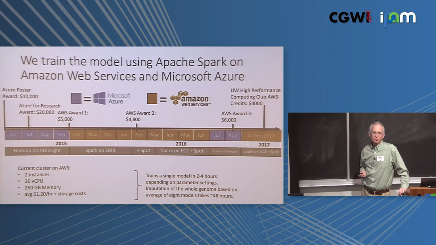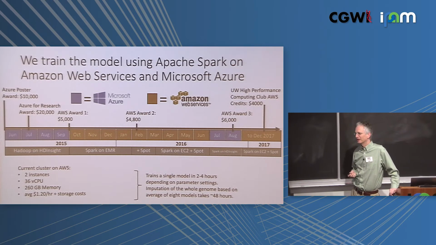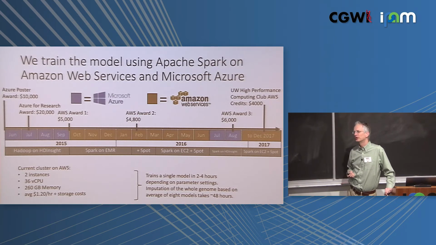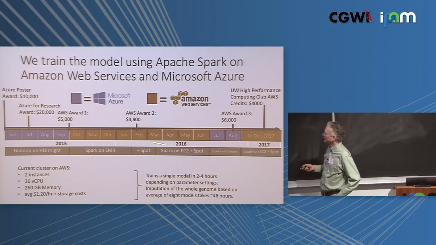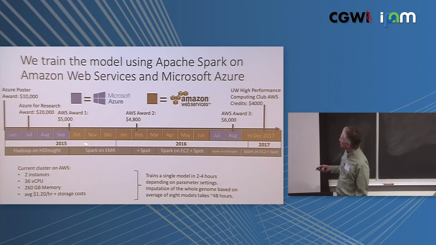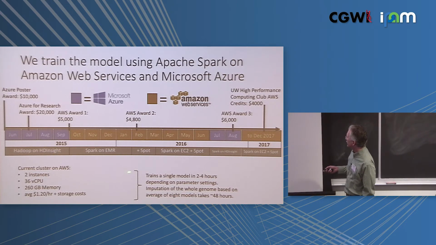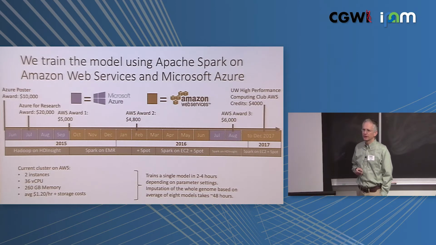Okay, so I think this is sometimes interesting for people to hear. This was an exciting adventure in learning to use cloud computing. This is just a little timeline to show you how that went. As you can see, we were switching from different systems. We started in Hadoop, we switched to Spark, and then we switched over different variants of Spark.